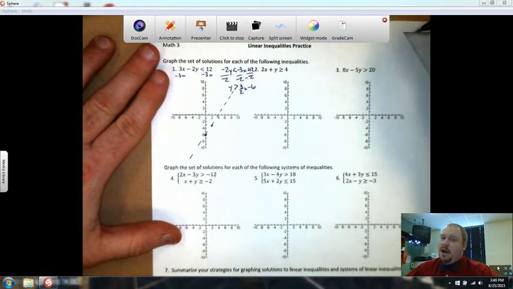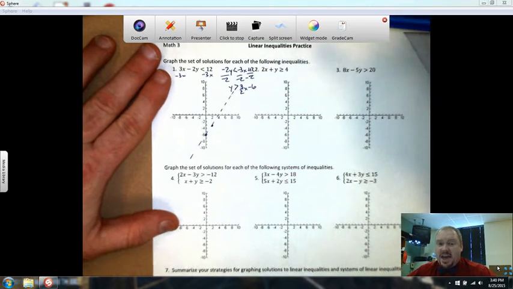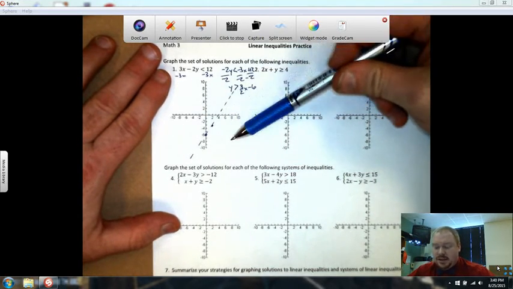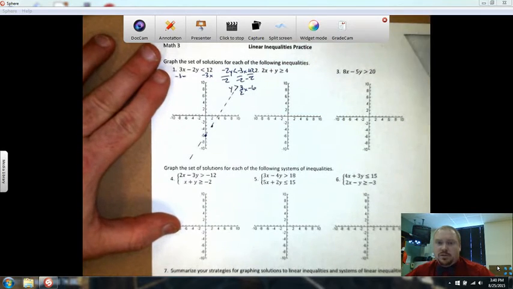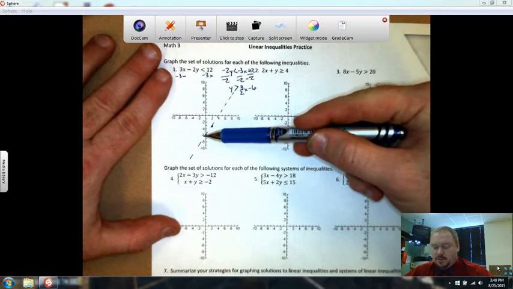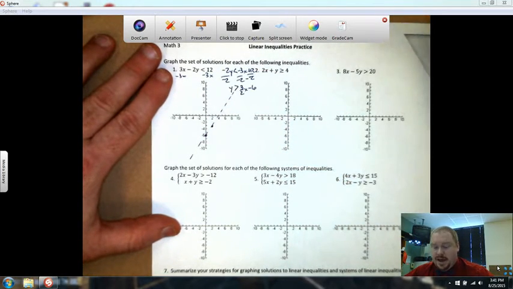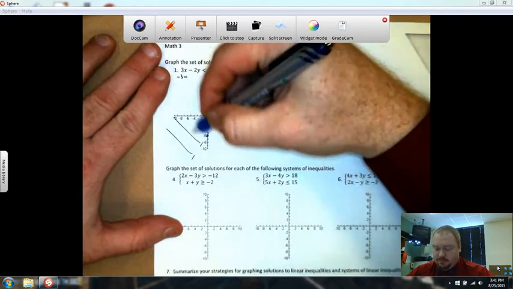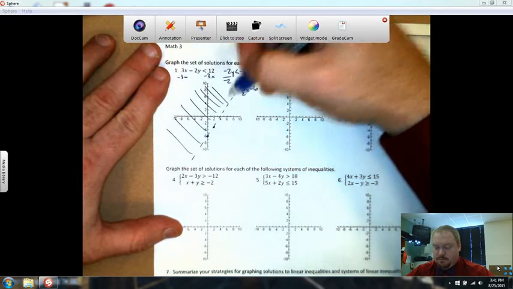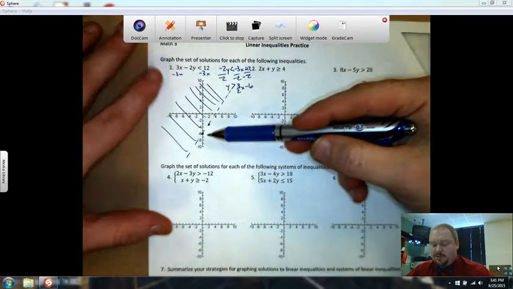Now, I'm not finished. Because it is an inequality, the solution is a half plane, which means I must shade one side of this. Since y is by itself and this says greater than, I'm going to shade the side above the line. That's where I'm shading. Had that said less than, I would have shaded under the line.